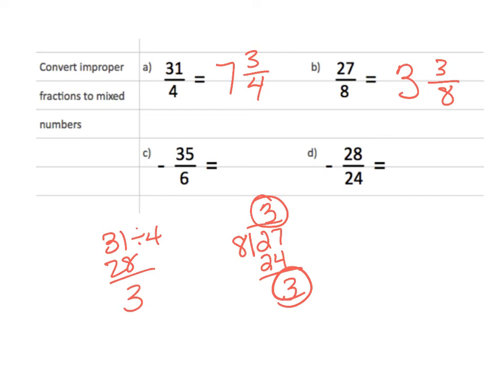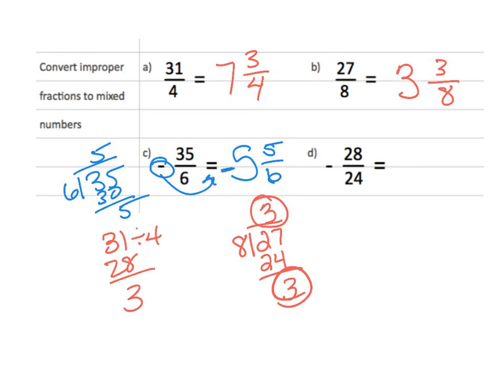To do the negative problems, we're going to do the exact same thing. We're going to ignore the negative for right now. How many 6s go into 35? Well, then we know that's 5 of them, which gives us 30. We have 5 left over. So we have 5 that go in with 5 left over, same denominator. Now I'm going to add that negative in front. Next one, how many 24s go into 28? Well, 1, which gives me 4 left over. So I have 1 and 4 24ths. Now I add the negative in front.